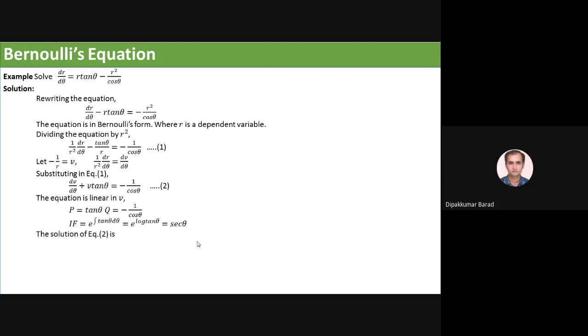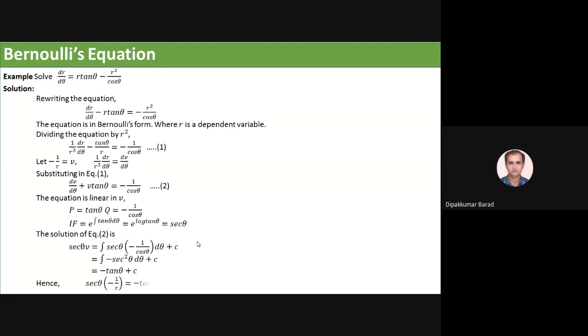So multiply with the integrating factor. So in the general solution, what I get is IF into v is equal to the integration of IF into Q d theta plus c. Now IF is equal to sec theta here. So sec theta into v is equal to the integration of sec theta times minus 1 upon cos theta d theta plus c. Sec theta means 1 upon cos theta. Okay. So I get minus sec square theta, with the minus sign outside the integral, and the integration of sec square theta gives tan theta.